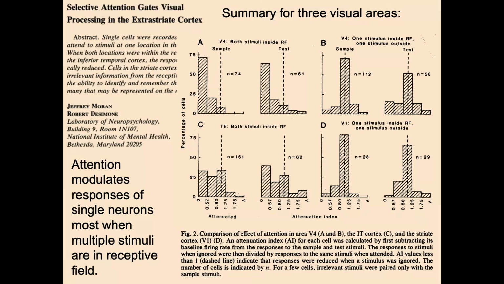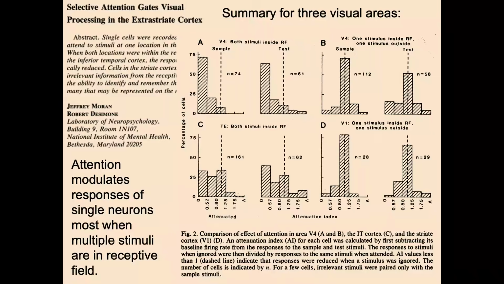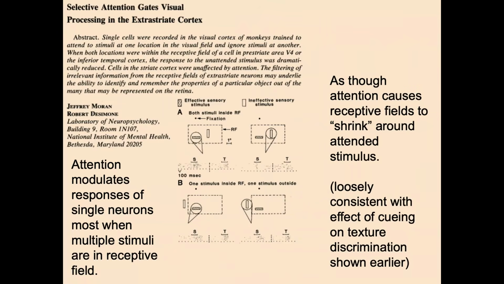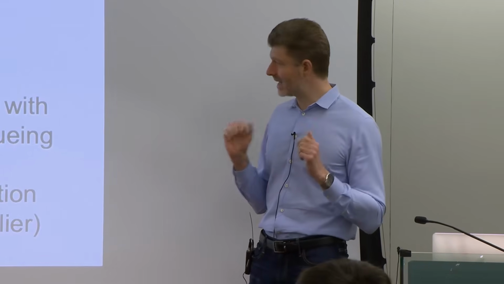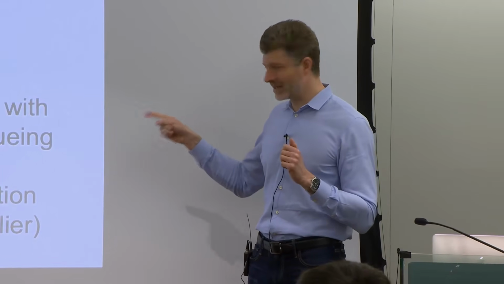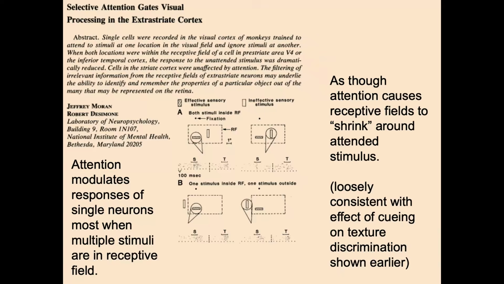Okay, so take-home message is that you can see attentional modulation in single neurons. The effects seem to be biggest when multiple stimuli are in the receptive field. And it's kind of as though attention causes receptive fields to shrink around the attended stimulus. And so I'll just note that this is loosely consistent with that effect that we talked about last time of attentional cueing on texture discrimination.